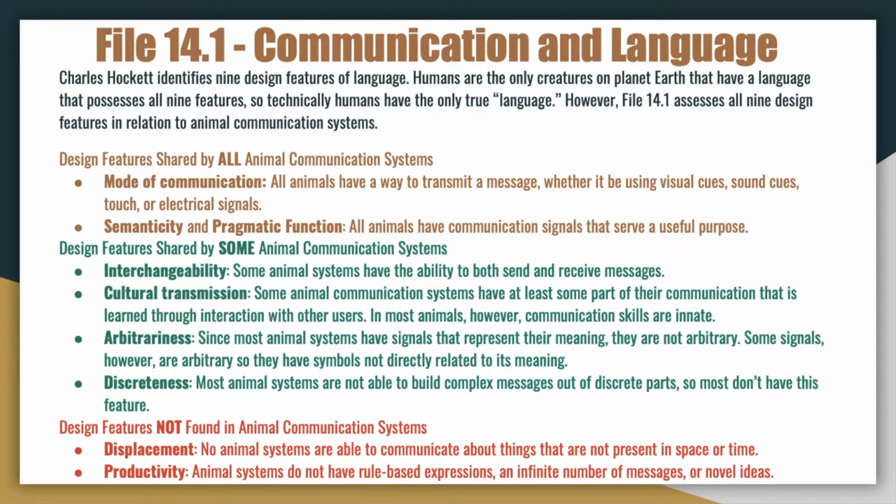Most animal systems are not able to build complex messages out of discrete parts, so most don't have the feature of discreteness. There are 2 design features not found in animal communication systems. None have shown displacement, meaning no animal systems are able to communicate about things that are not present in space or time. They also lack productivity. Animal systems do not have rule-based expression, an infinite number of messages, or novel ideas.